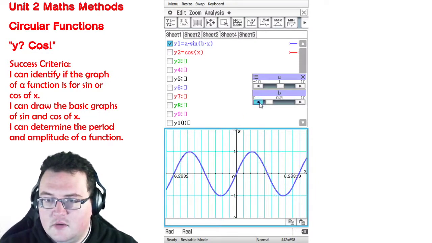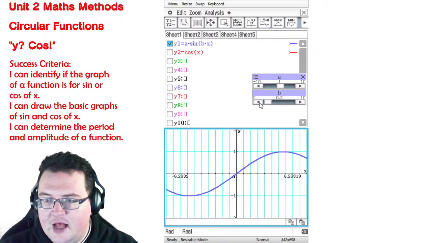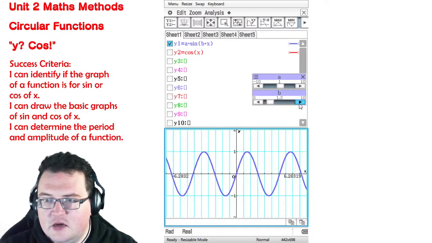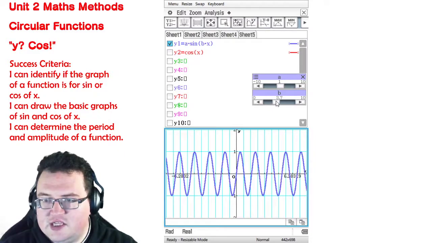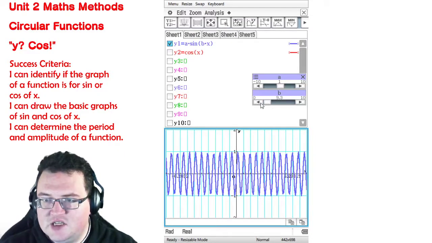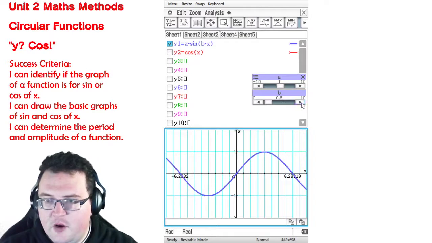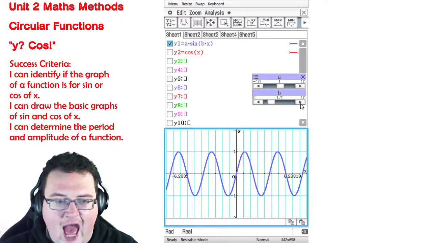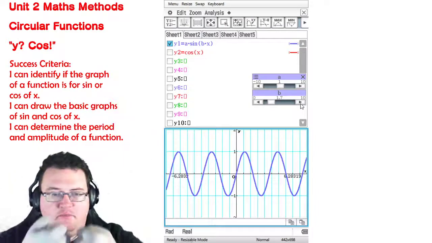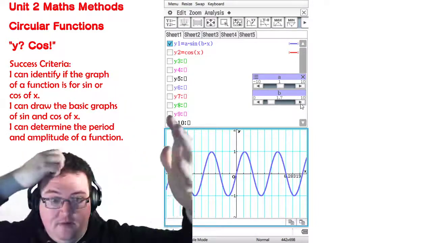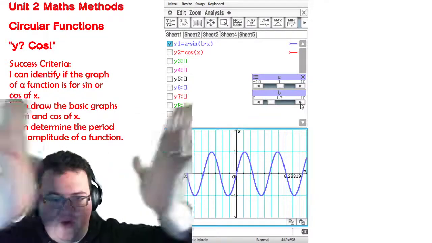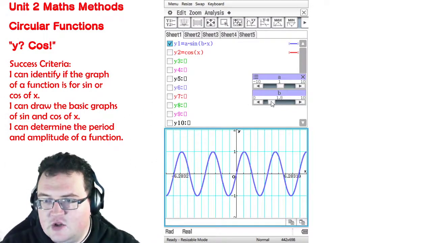All right, so as I change the value of B, the more I increase it, the closer together everything gets. But the smaller it is, going back to zero, the more compressed or stretched it gets. So A stretches it up and down, whereas B pulls it apart or pushes it together, like a spring. That's the easiest way to think of it: B controlling the period is like controlling the spring and making it look slightly different.